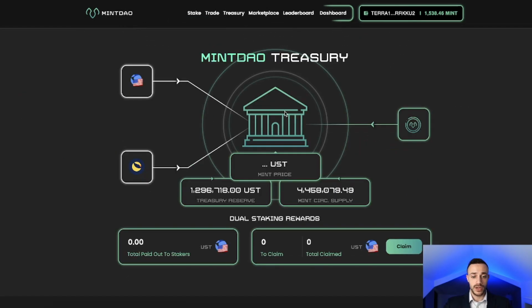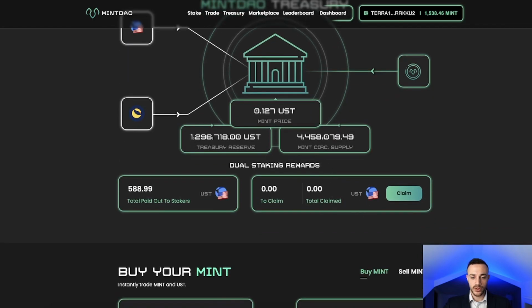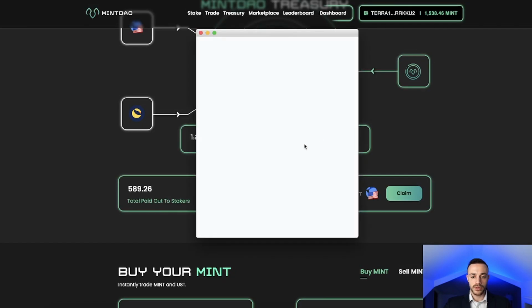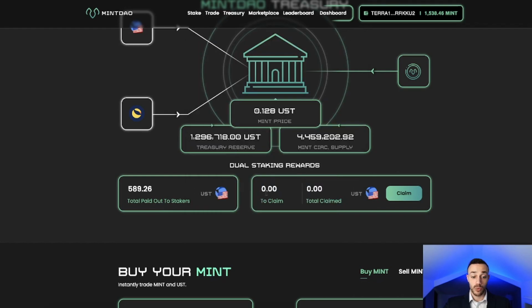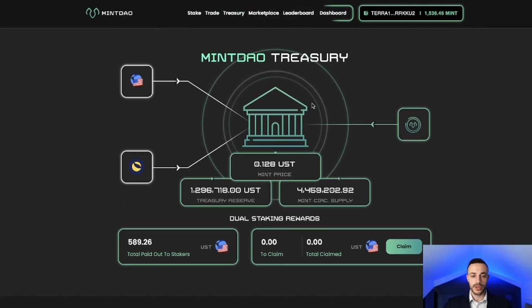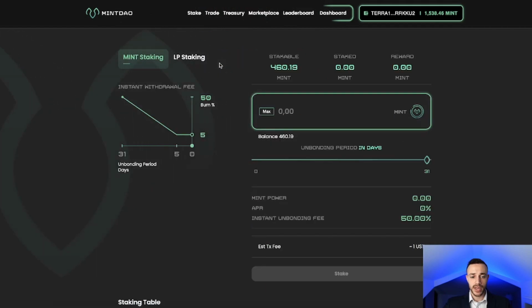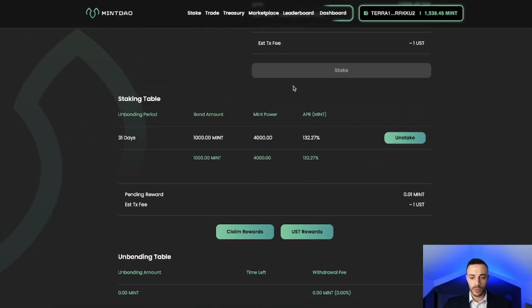If you want to see your rewards, you can come back to the home screen. You can see that I don't have any dual staking rewards yet to claim, but it will show up right here and I'll be able to hit this claim button and collect my dual staking rewards right here from the home screen.